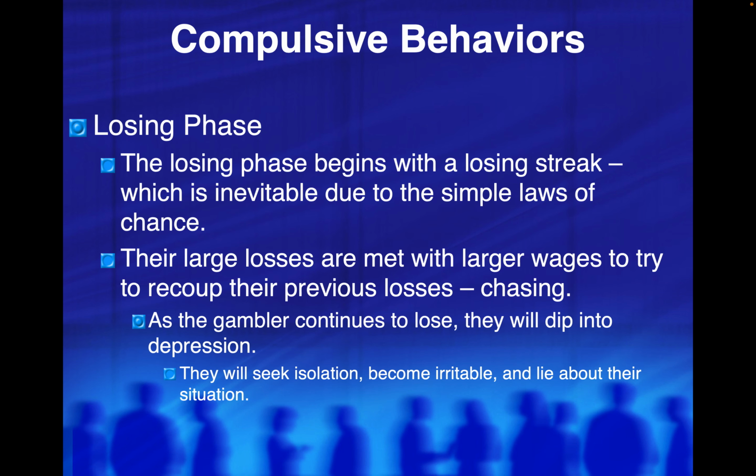The losing phase begins with a losing streak, which is inevitable due to the simple laws of chance. Their large losses are met with larger wagers to try to recoup their previous losses, and this is known as chasing. As the gambler continues to lose, they will dip into depression. They will seek isolation, become irritable, and lie about their situation.